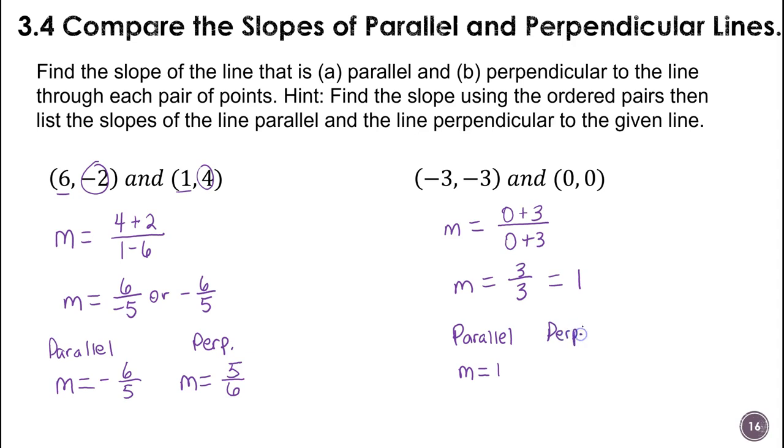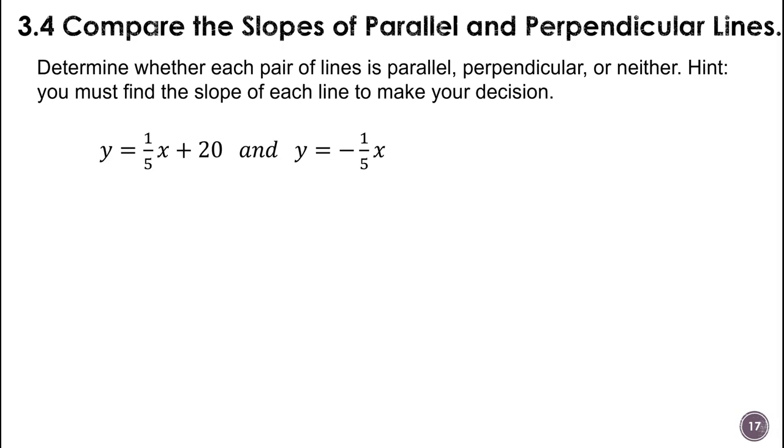Perpendicular, I'll just say perp, would be, okay, the opposite reciprocal. So 1 over 1 is still 1 over 1, but in this case it would be a negative, right? So if I multiply 1 and negative 1, I get negative 1. So it fits the criteria that we have to have for perpendicular lines.